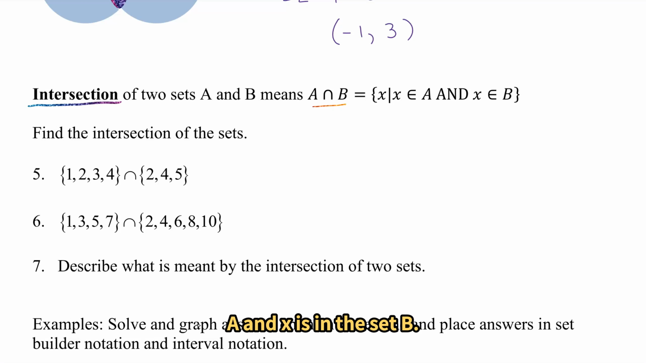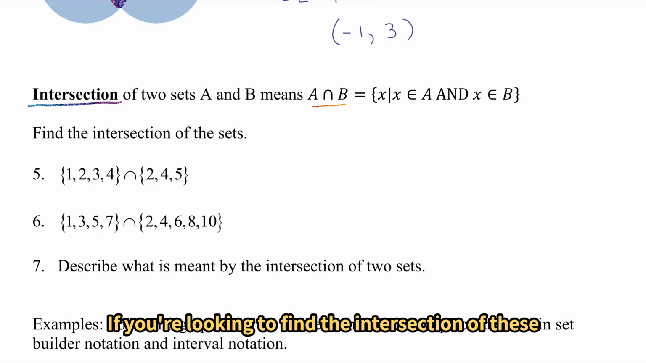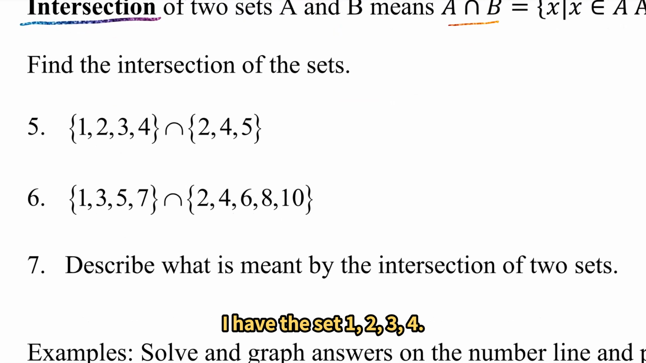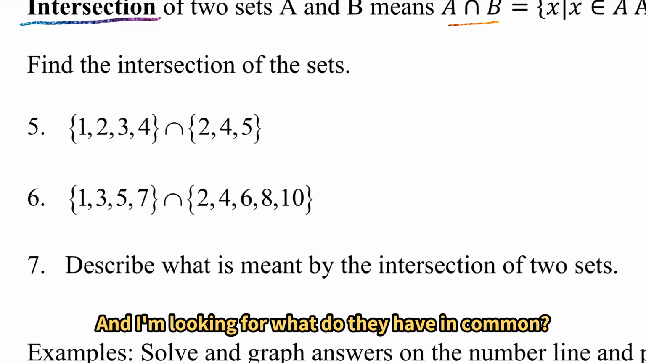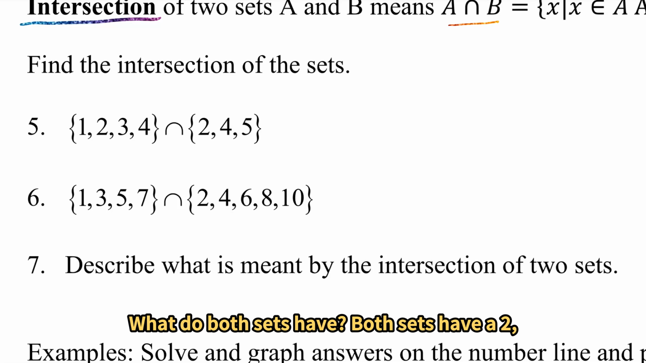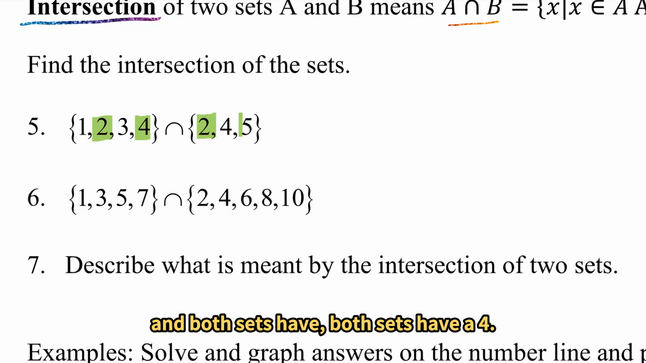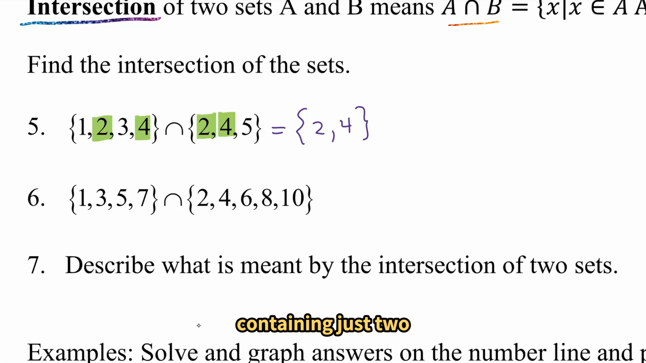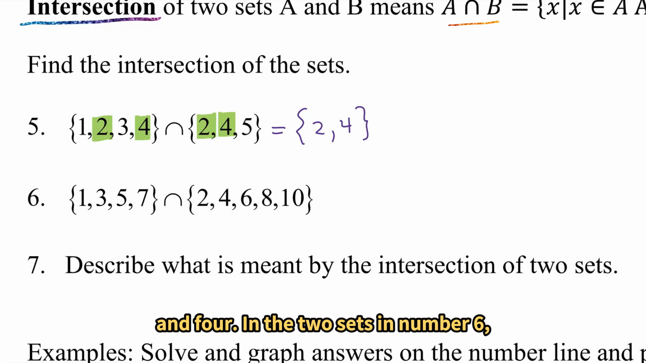set B. If we're looking to find the intersection of these two sets in number 5, I have the set 1, 2, 3, 4, and another set 2, 4, and 5, and I'm looking for what do they have in common? What do both sets have? Both sets have a 2, and both sets have a 4. So the intersection would be given by the set containing just 2 and 4.